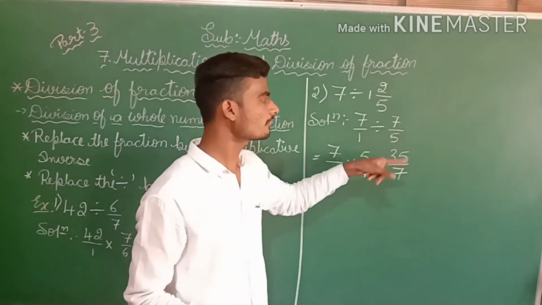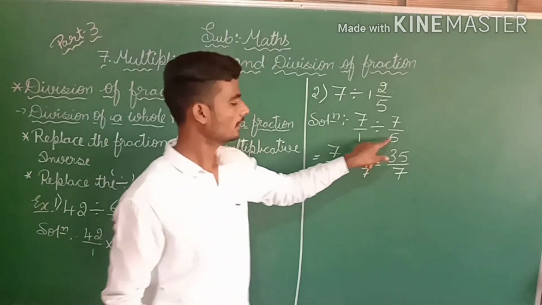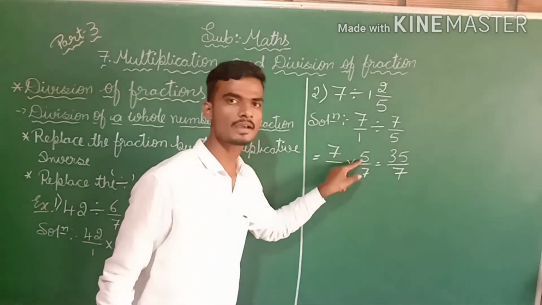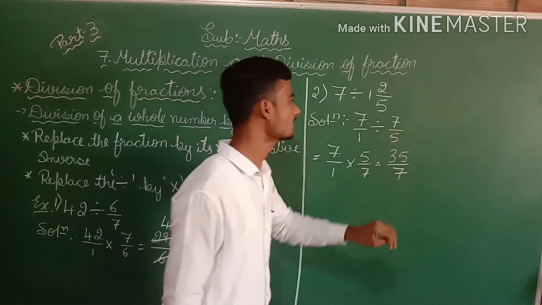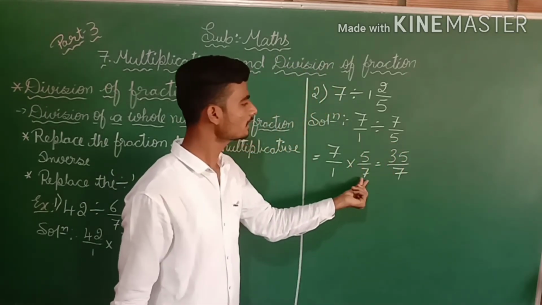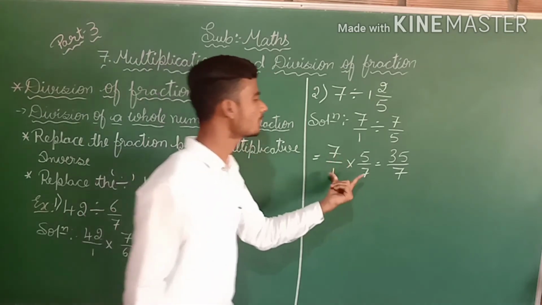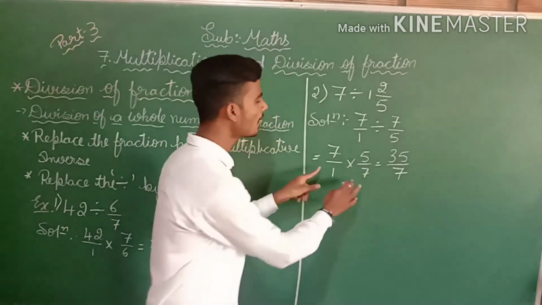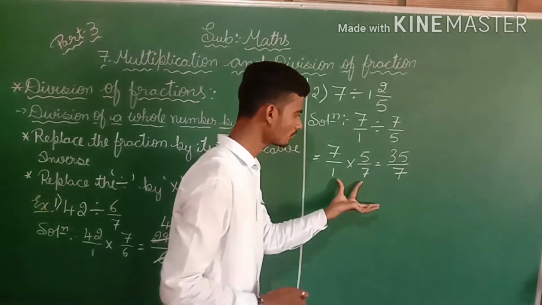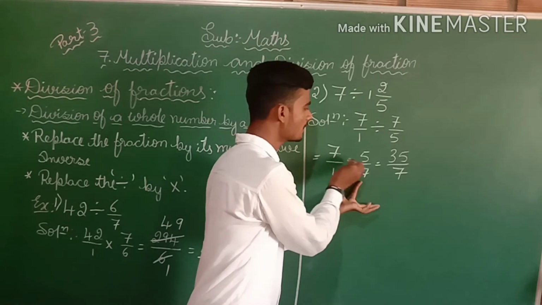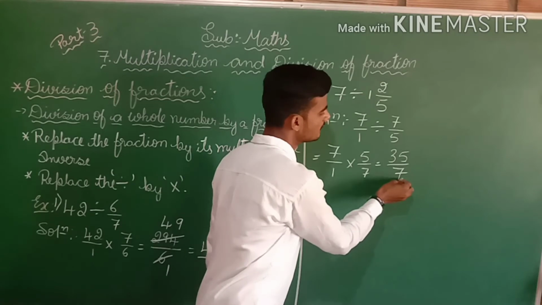The denominator will go to the numerator. See here, 5 is at the denominator, and here I have written that 5 at the numerator. Then the numerator part 7 comes to the denominator part. After this, you have to multiply these two fractions. See here, 7 5s are how much? 7 5s are 35. Then 1 7 is 7.